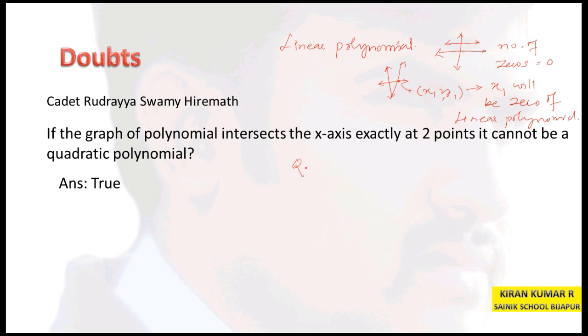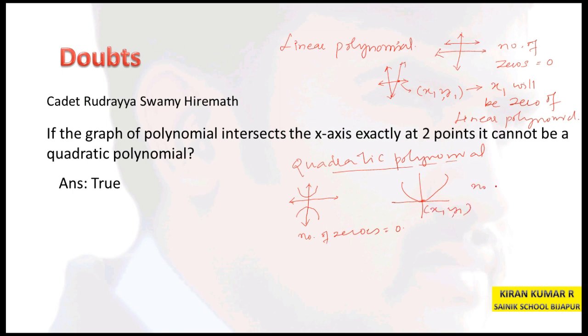Same way, applying the same logic, if I have a quadratic polynomial, we have these type of cases. Depending on the coefficient of x square, either we'll have an upward parabola or a downward parabola. In this particular graph, you observe it doesn't touch x-axis. Here the number of zeros is 0. Sometimes you may have the graph touching the x-axis at only one point. Here the number of zeros you may consider as 1 or 2.